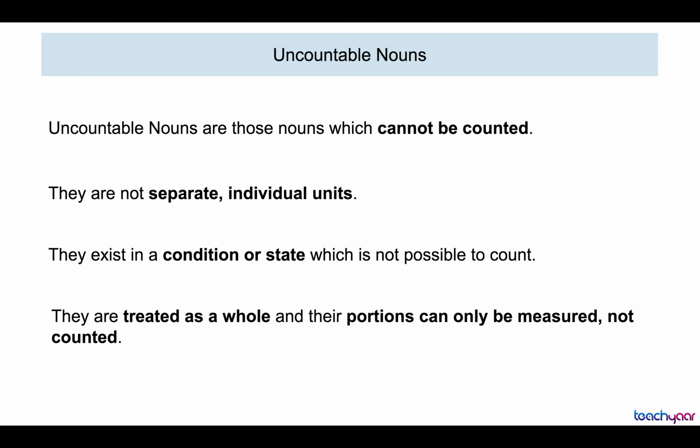So in such a case, what happens? They are treated as a whole. And if you try to separate them, or if you have portions, the portions can only be measured, they cannot be counted. Counted means 1, 2, 3, that is counting. Measurement is different. If you are measuring length, you can say 1 foot, or 1 yard, or 1 meter. That's a measurement. If you are weighing something, you can say so many grams or milligrams or kilograms. That is a measurement. But counting is cardinal numbers 1, 2, 3 and so on.